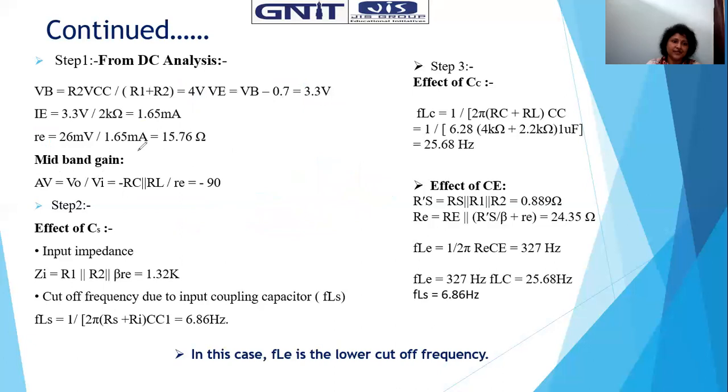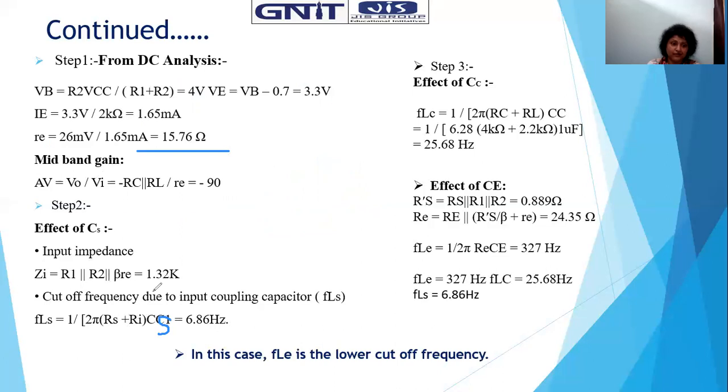Now, after getting the value of re, we can calculate the impedance offered by the input side. We are taking into consideration the part with respect to CS, right? So what is it then? R1 parallel R2 parallel beta re, that is 1.36. Now, along with Ri, given RS, that is given 1 kilo ohm.